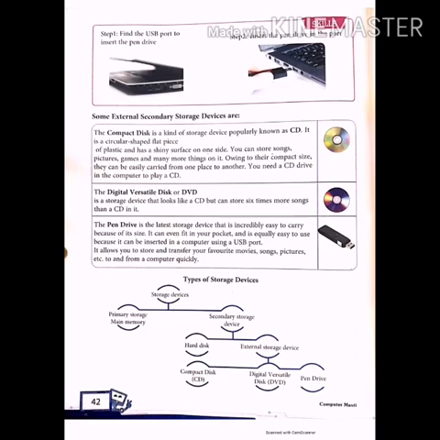Some external secondary storage devices are, first, the compact disc, popularly known as CD. It is circular in shape. The second is DVD, that is digital versatile disc. It is a storage device that looks like a CD but can store 6 times more songs than a CD. And third is the pen drive.